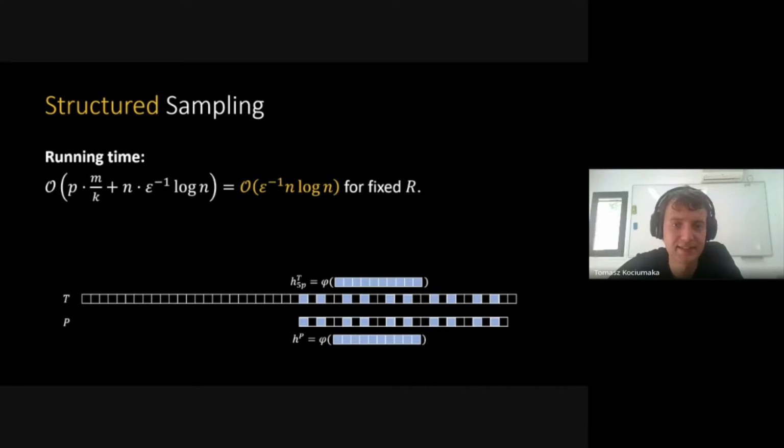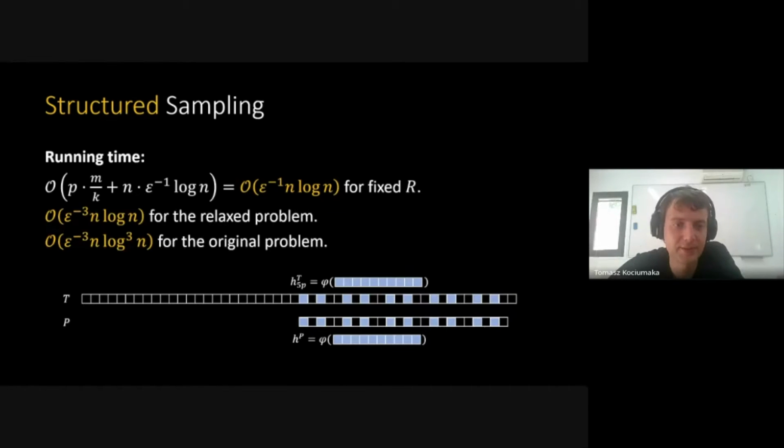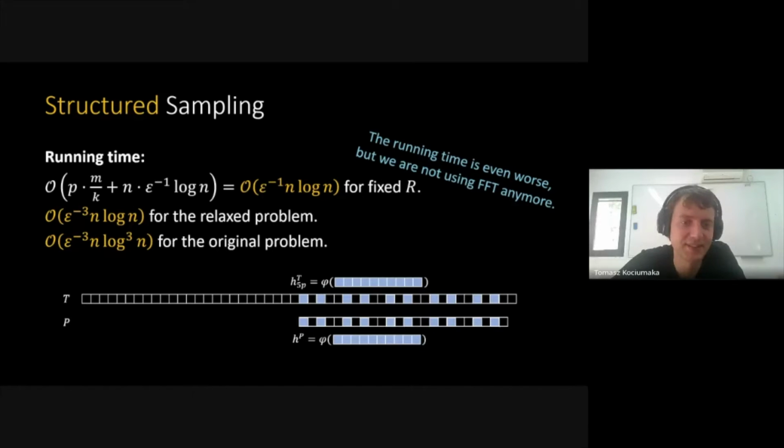That's again for fixed sample R. And we need to take into account epsilon to the minus 2 samples and an extra log squared factor to achieve something for the original problem. So what we get is epsilon to the minus 3 n log cubed n, which is not a particularly good running time. It's worse than Karp-Rabin, but at least we are not using FFT. So we have managed to answer the second auxiliary question, but not the first main question.